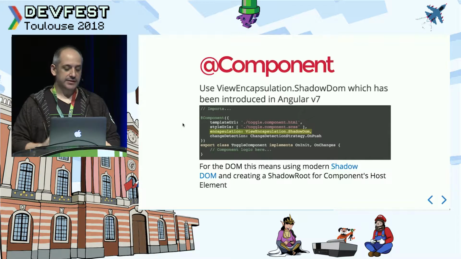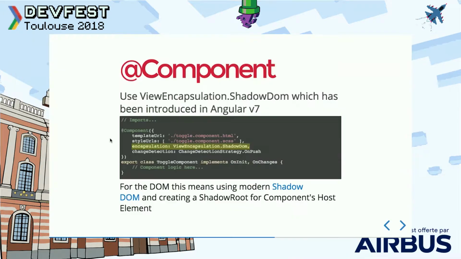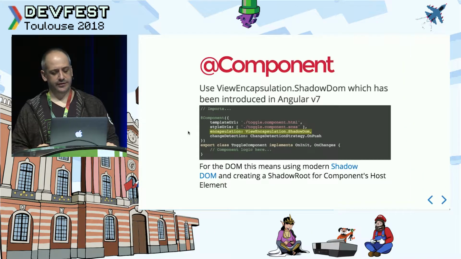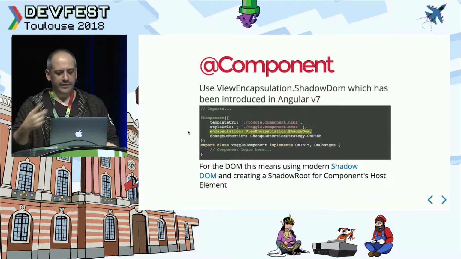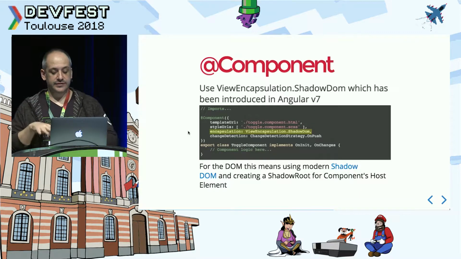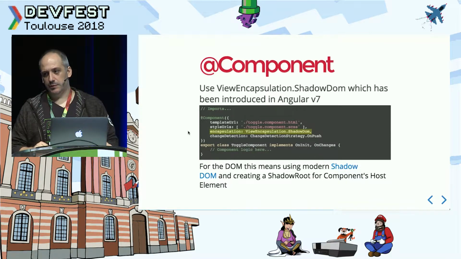So more things that you have to have in mind. You have to set the view encapsulation to Shadow DOM, which was introduced in Angular v7. I think that it was in v6, but it was not public. But I think that it was introduced officially in v7. And that will create for us the shadow root, where we are going to set all the host element and so on. So that's important: you have to use Shadow DOM if you want to export the component as a web component.